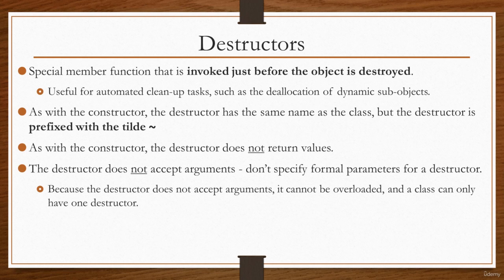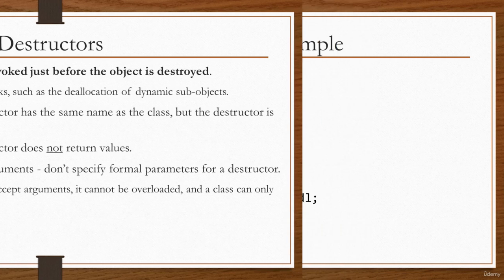The destructor also does not return any values, so you should not specify a return type for the destructor. Now, the destructor also doesn't accept any arguments, unlike the constructor. So don't specify formal parameters for a destructor. It's basically invoked automatically just before the object is destroyed, right? So we don't pass it any arguments. Now, because the destructor does not accept arguments, it cannot be overloaded, and a class can only have one destructor.